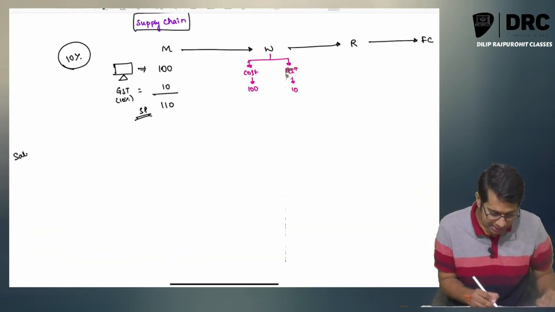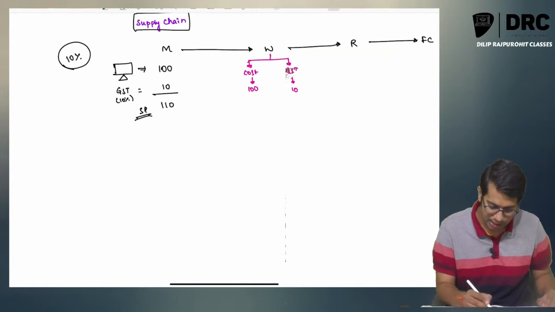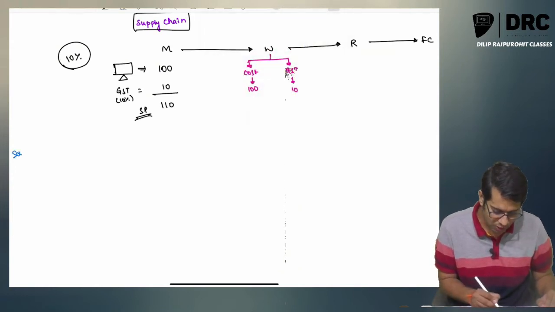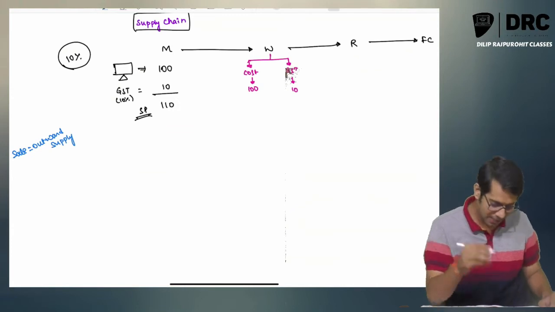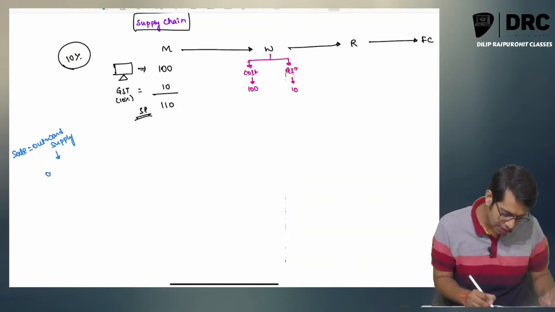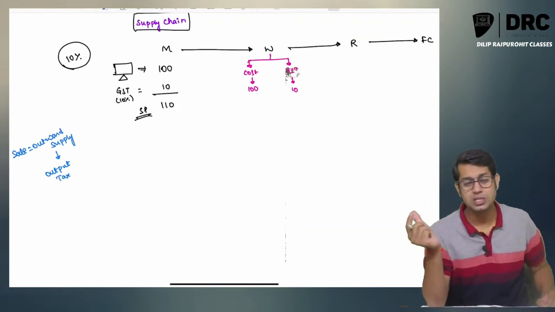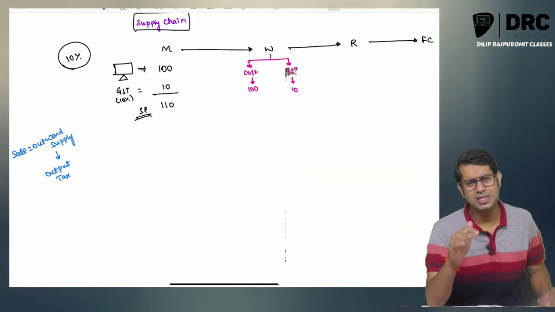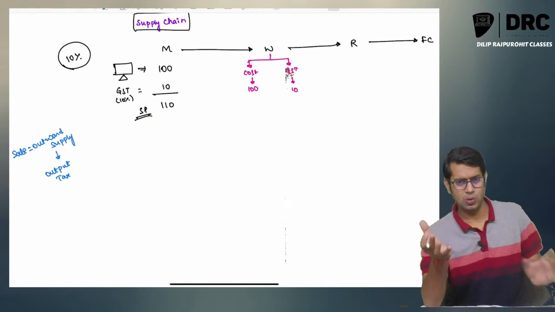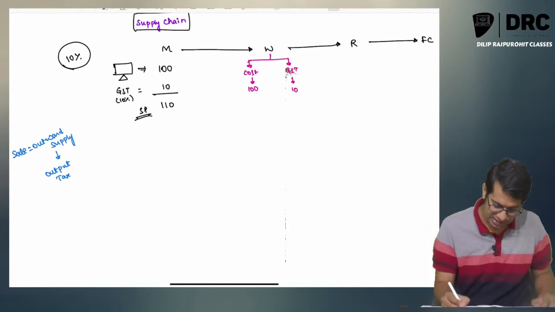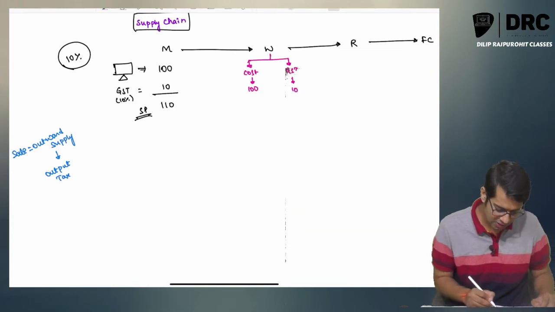Under GST law, sales are also called as outward supply. And the tax which you have to pay on your sales is called as output tax. So if you come across this word outward supply, that means it is sales. And if you come across this word output tax, that means they are asking you to calculate the tax on your sales.